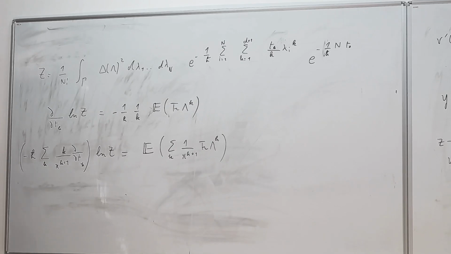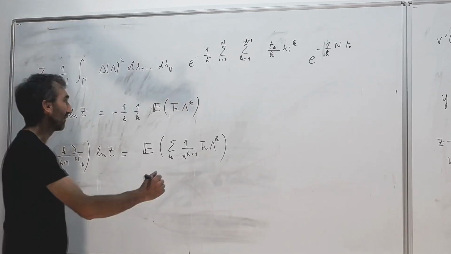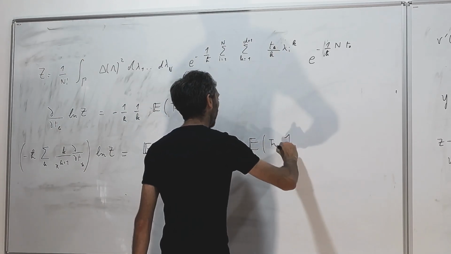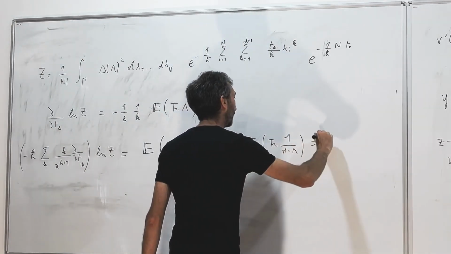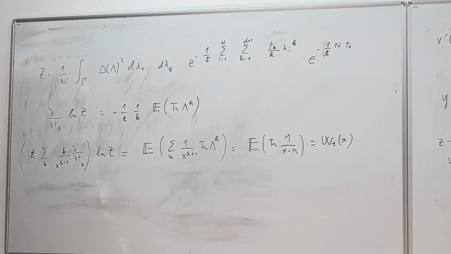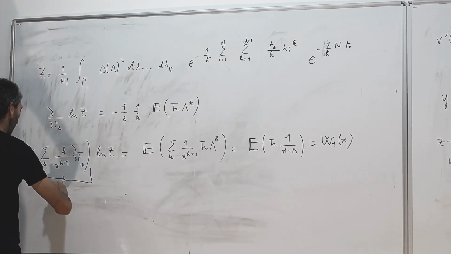Here, for k equals 0, I should do something special. The idea is that I would like to start with t0. Let me be a little bit sloppy here; you can complete the details. But basically, this is the resolvent, trace of 1 over x minus lambda, and this is W1 of x. Let me give a name to this operator. Let me call it delta x.